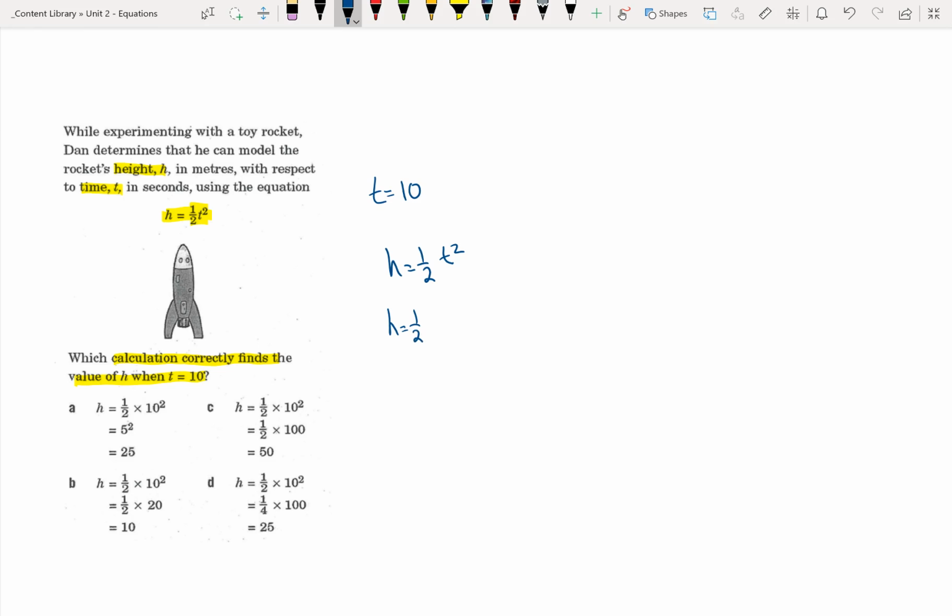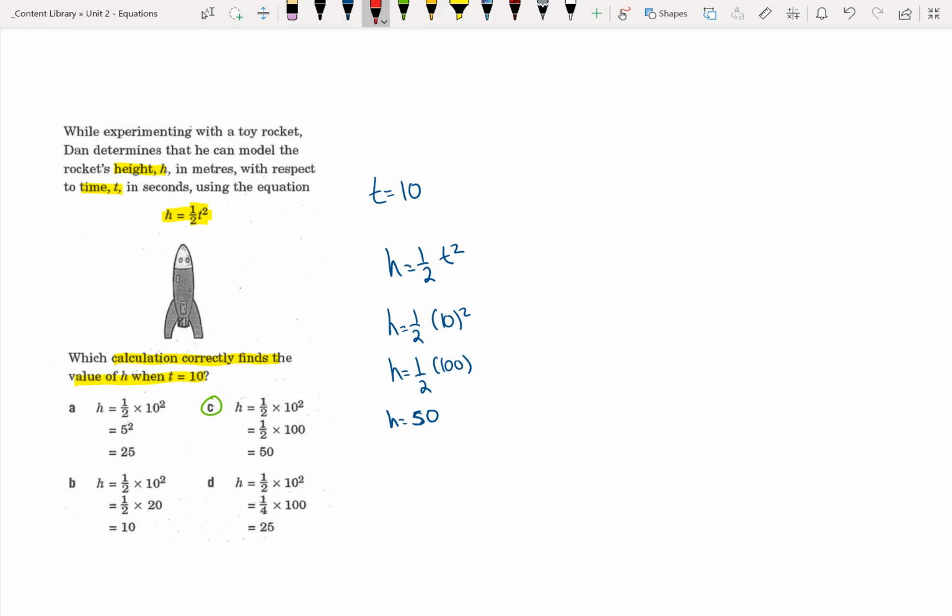So h equals 1/2 t squared. I know t is 10, so h equals 1/2 times 10 squared. h equals 1/2 times 100, so h equals 50. So right off the bat, the only one with an answer of 50 is C. So C would be my answer.